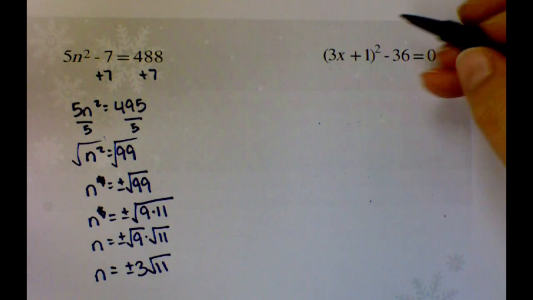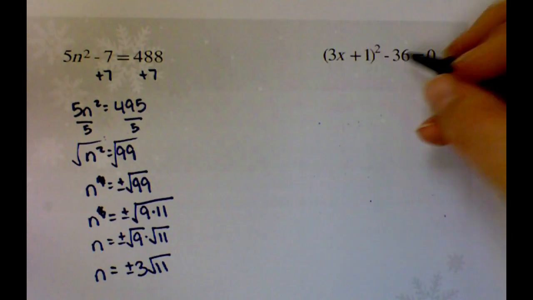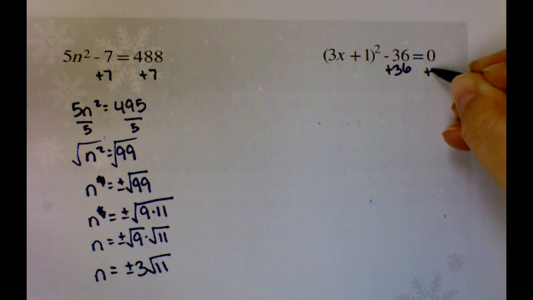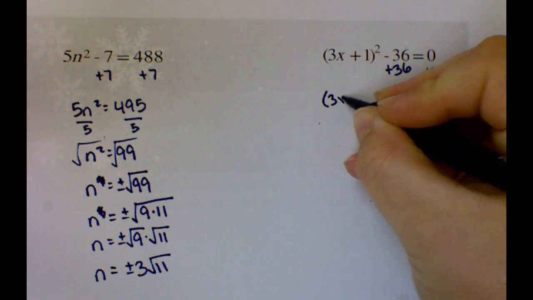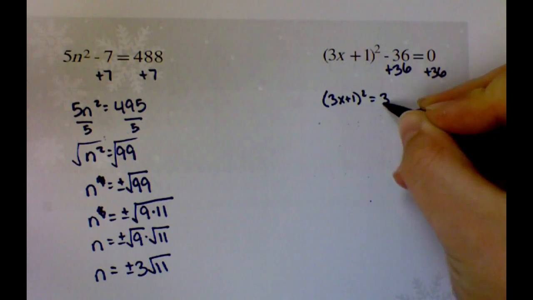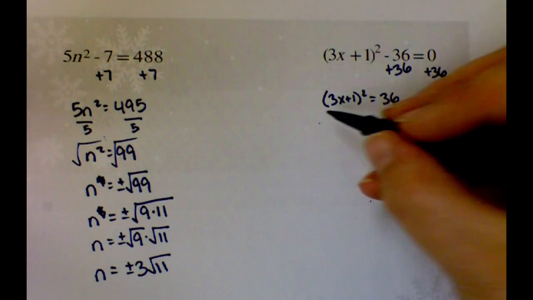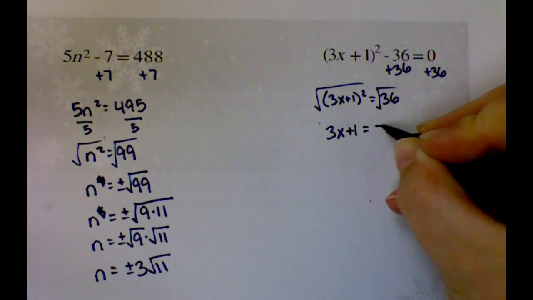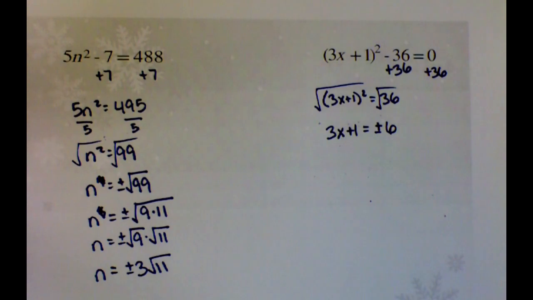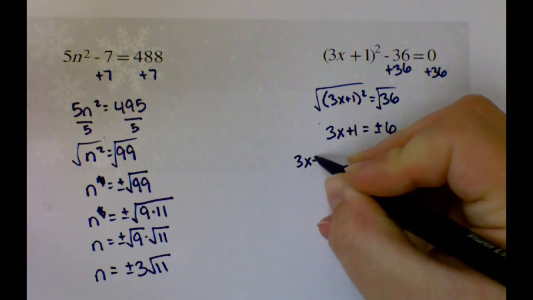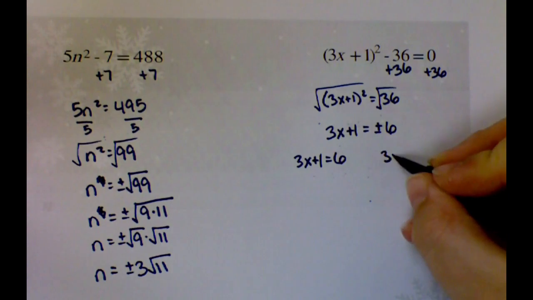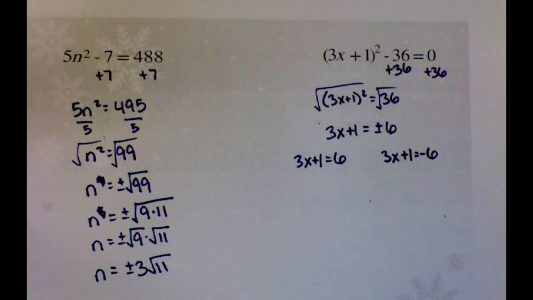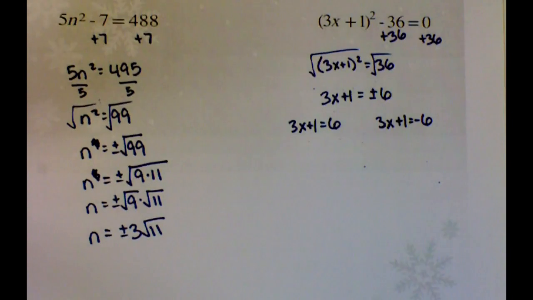For this next one, again, get the squared thing alone first, so we're going to add 36 to both sides. We get 3x plus 1 squared equals 36. Now to undo the square, we do the square root of both sides, giving me 3x plus 1 equals positive or negative 6, because the square root of 36 is just 6. Now when I get an actual number here instead of something that has a square root, I'm going to need to solve two equations. 3x plus 1 equals positive 6, and 3x plus 1 equals negative 6. It is not enough for me to leave a plus or minus in my final answer.